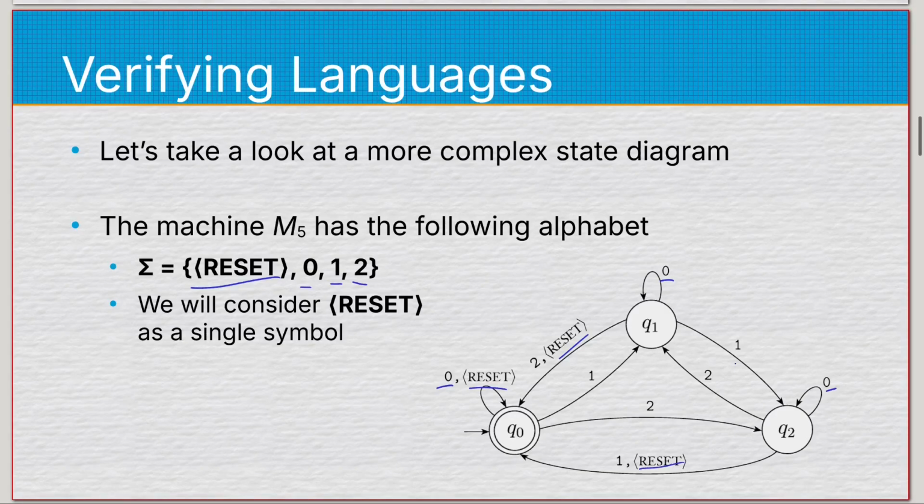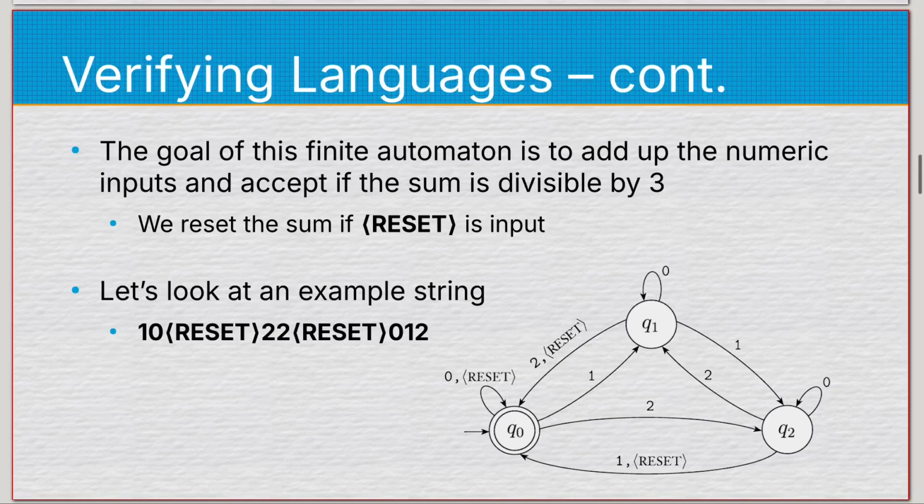So moving on, the goal of this finite automaton is to add up the numeric inputs and then accept if the sum of those inputs is divisible by 3. The reset signal is basically used to reset the sum. So if it's starting to add up and get kind of messy, then we just reset and it completely clears out what we're looking at.